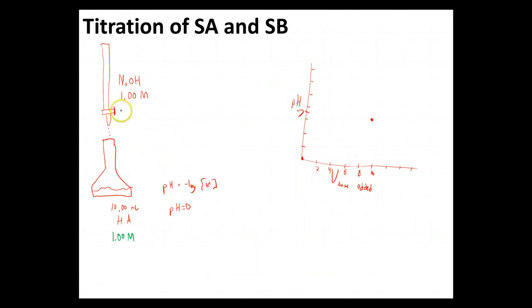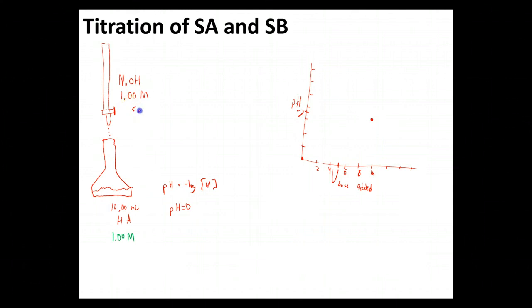Okay, then we start adding in some NaOH. Let's keep things simple and say we've added 5 milliliters. Well, when we add 5 milliliters, we know exactly how to solve that. I have 5 milliliters of this concentration. That tells me how many moles of NaOH are present. I then react it, and I've used up half of the moles that are there. So let's figure out our number of moles.